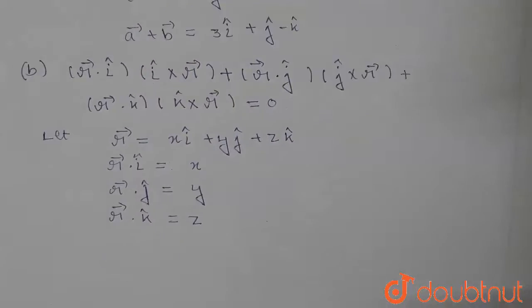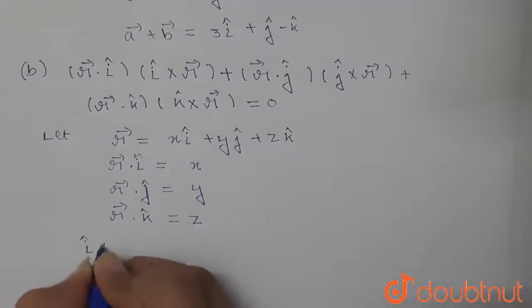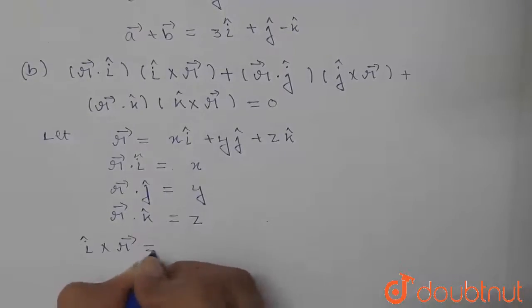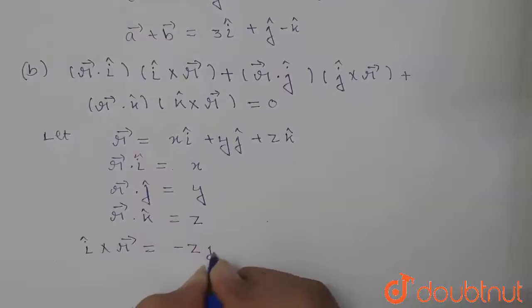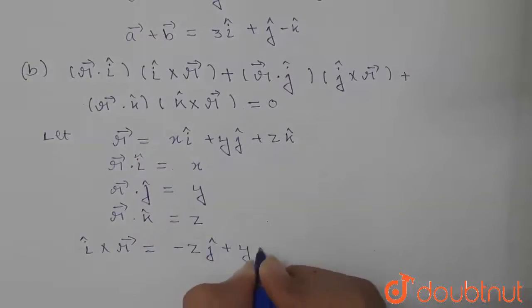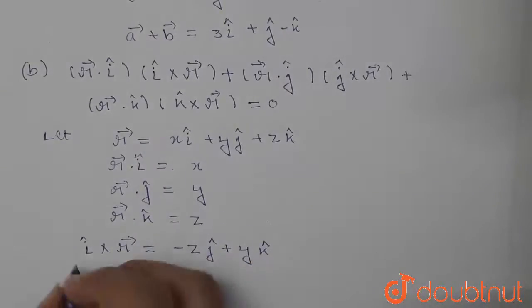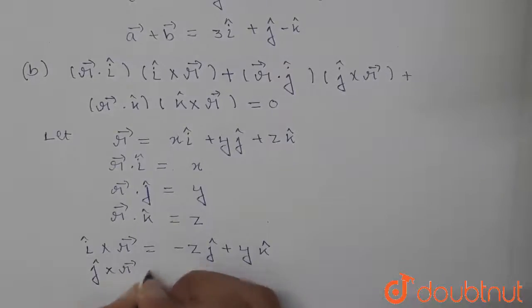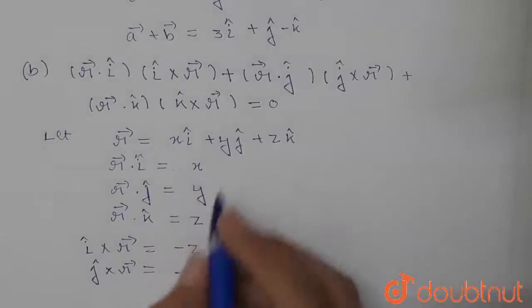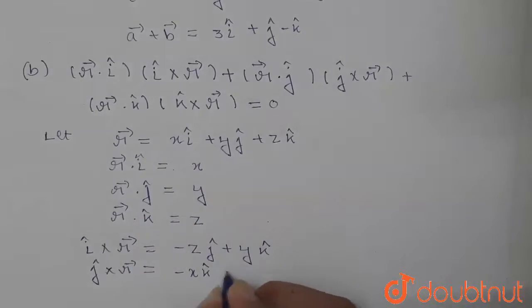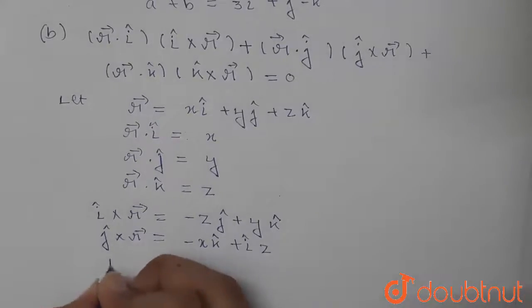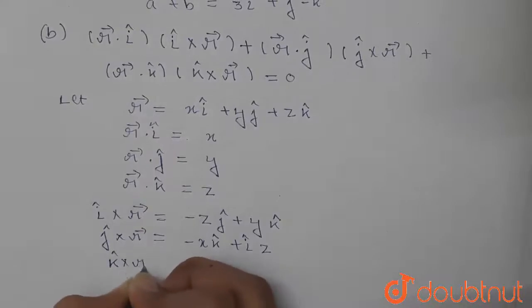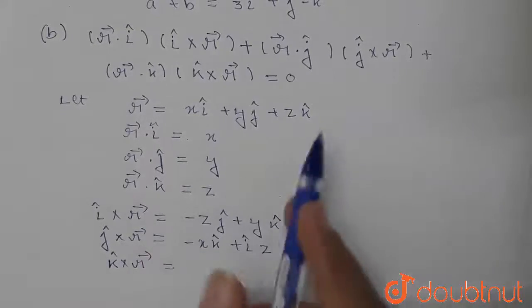Okay, then if we find i cross r, i cross r will give us minus z j cap plus y k cap. Similarly, if I find j cap cross r, that will give us minus x k cap plus z i cap. Similarly, if I find the cross of k with r vector, so k cross r will give us what?